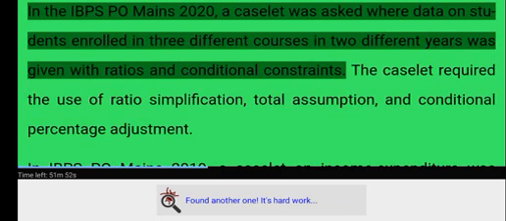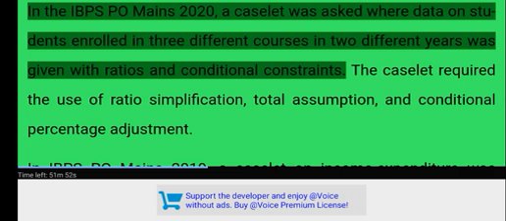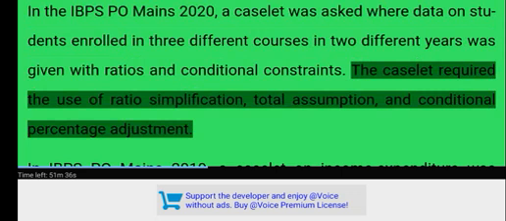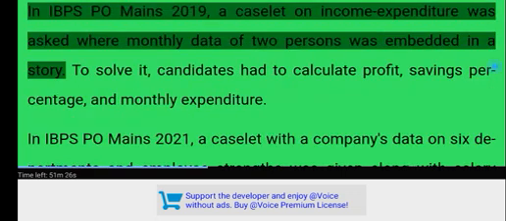In the IBPS PO Mains 2020, a caselet was asked where data on students enrolled in 3 different courses in 2 different years was given with ratios and conditional constraints. The caselet required the use of ratio simplification, total assumption, and conditional percentage adjustment.